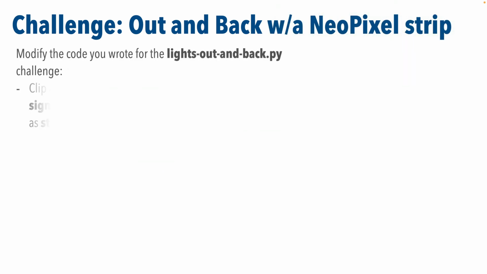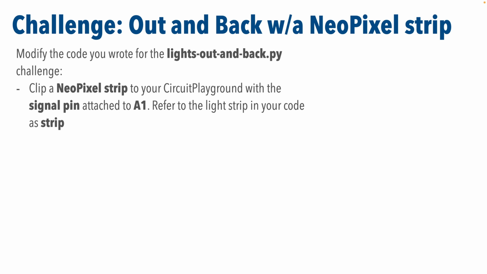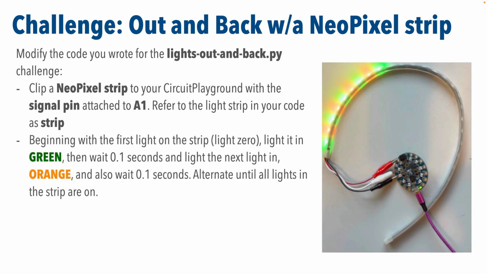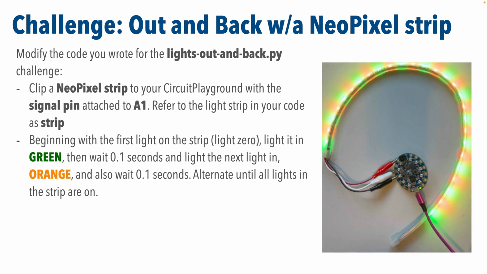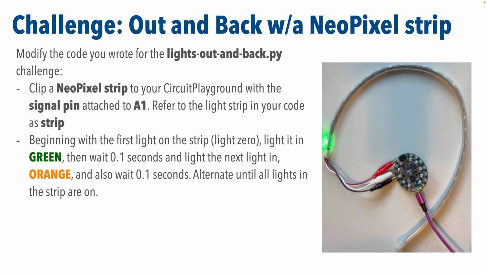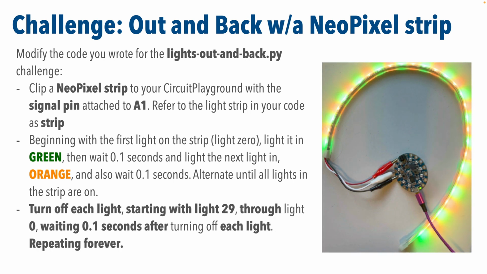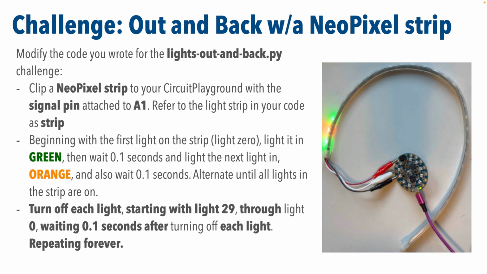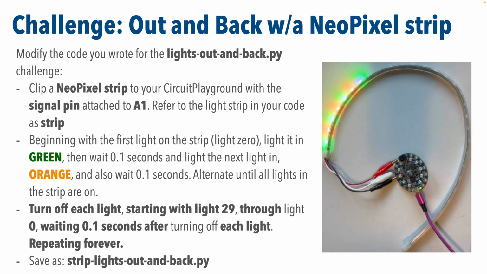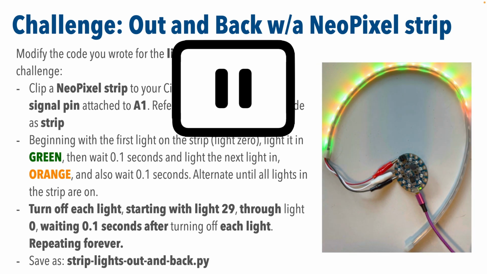First, clip a NeoPixel strip to your CircuitPlayground with signal pin attached to A1 and refer to the light strip in your code as strip, just as we've been doing. And then beginning with the first light in the strip, light 0, light it in green, then wait 0.1 seconds, then light the next light in orange and also wait 0.1 seconds, alternating until all the lights in the light strip are on. Then turn off each light in the light strip, starting with light 29 through light 0, waiting 0.1 seconds after turning each light off, and repeat forever. Save this as strip lights out and back.py. Correctly completed code should look like the video that you're seeing at the right. So why don't you give this a shot, pause, and when you're ready, resume.